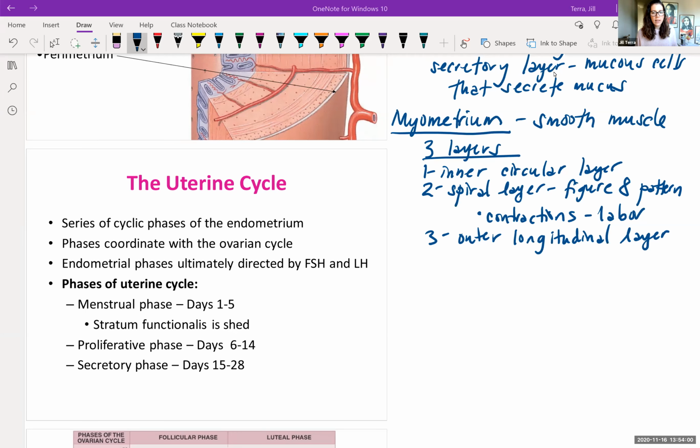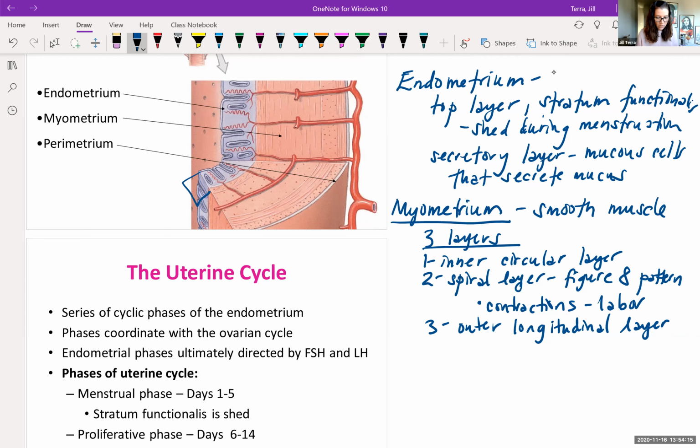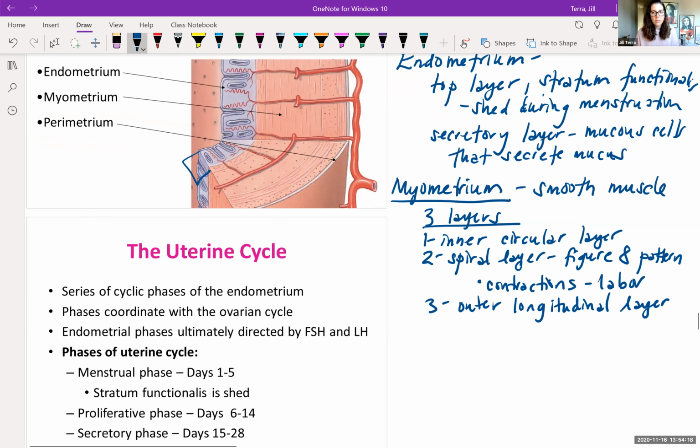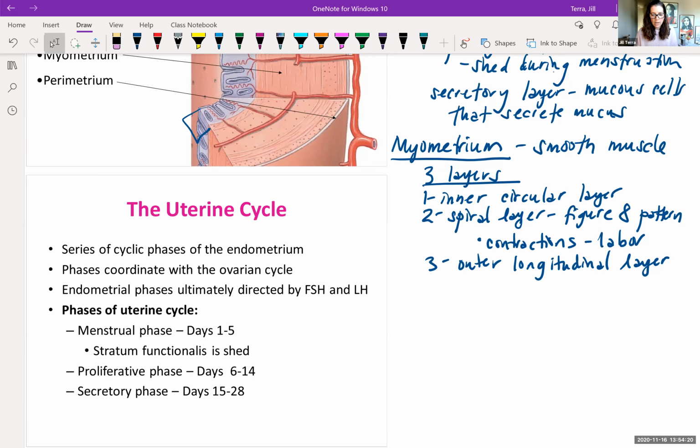Let's begin by talking about the uterine cycle. The uterine cycle is a series of phases that happen to the innermost lining of the uterus, the endometrium, and the phases of the uterine cycle have to be coordinated with the phases of the ovarian cycle. And again, it's the endometrium that's being affected. We're going to see that there are basically 3 phases of the uterine cycle.